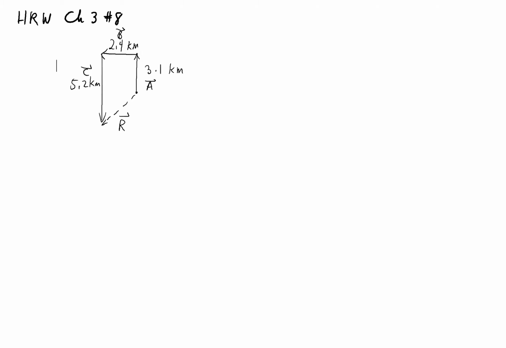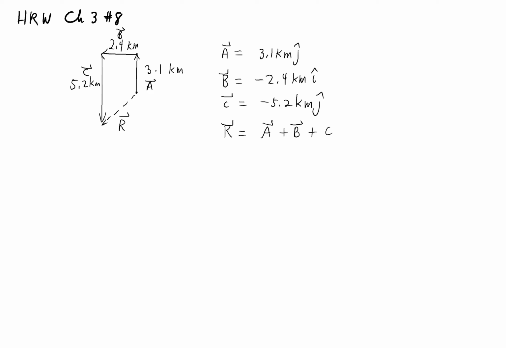So you want to find something about R, and the easiest way to set this up on your paper is to write clear expressions for the vectors in unit vector notation. So what that means is that A is represented by 3.1 kilometers j hat, B is minus 2.4 kilometers i hat, and C is minus 5.2 kilometers j hat. And the resultant is equal to the vector sum A plus B plus C.